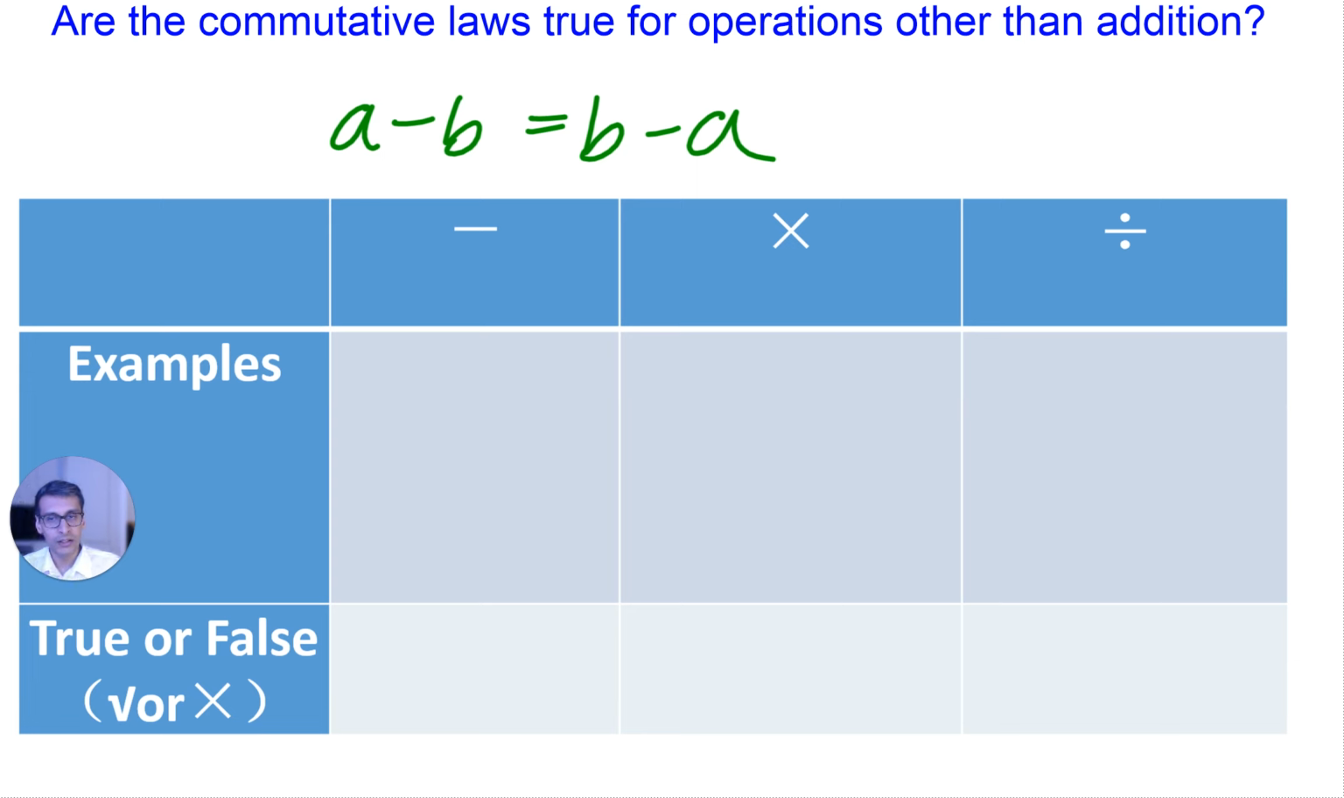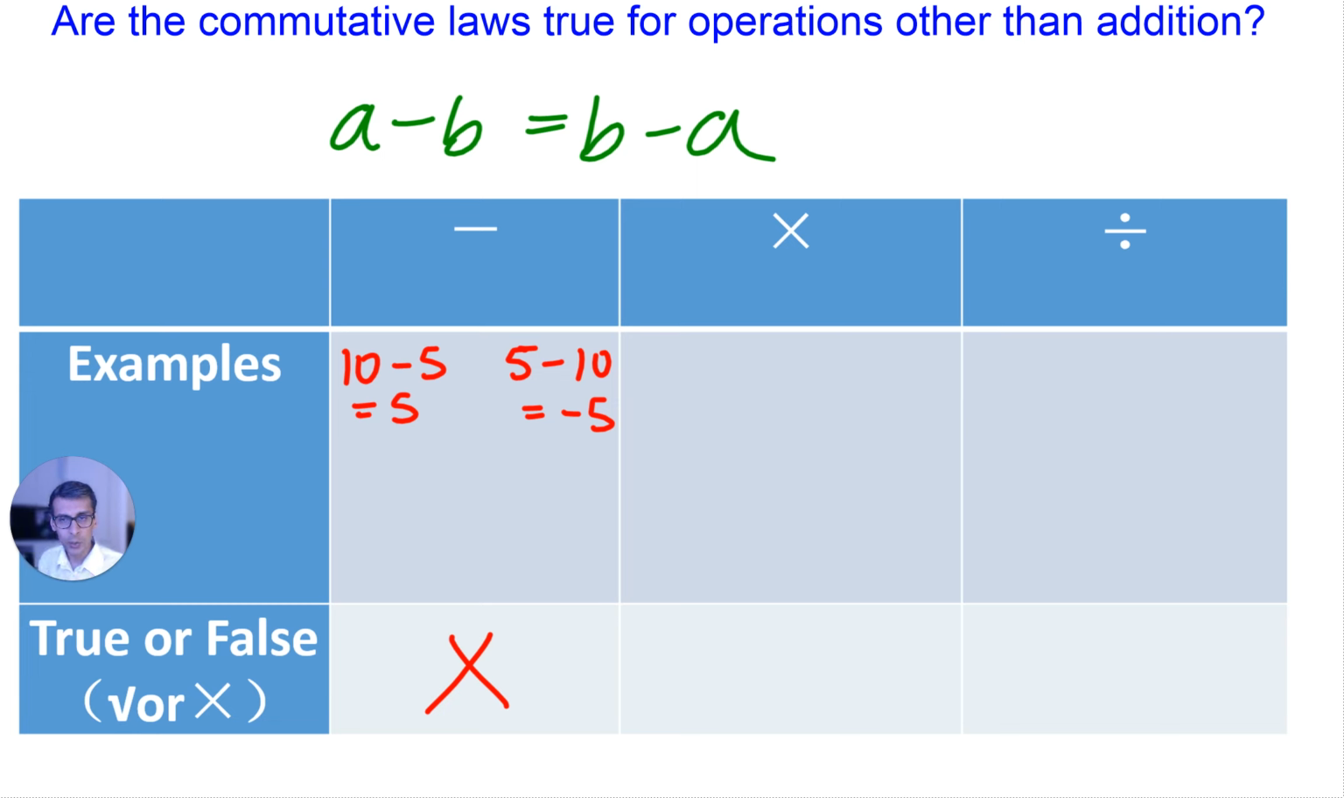Now, that's not enough to prove it's true. So we need to test this by putting some numbers in. So let's see what we can put in. Let's put in 10 minus 5. We'll keep the numbers simple. 5 minus 10. So 10 minus 5 will give me 5. And 5 minus 10 is actually going to give me a negative number. If I have 5 and I take 10 away, I end up with negative 5. So I can automatically see this does not work.